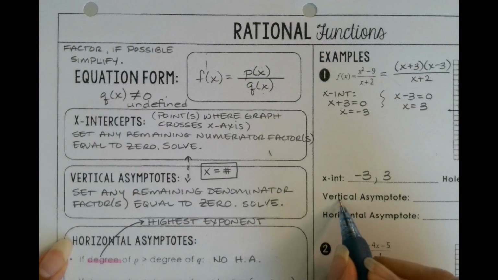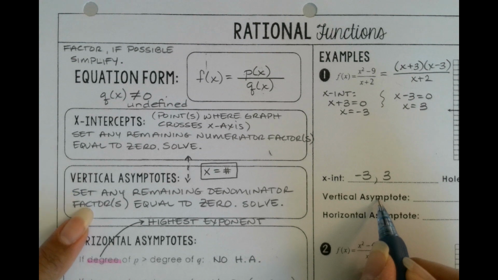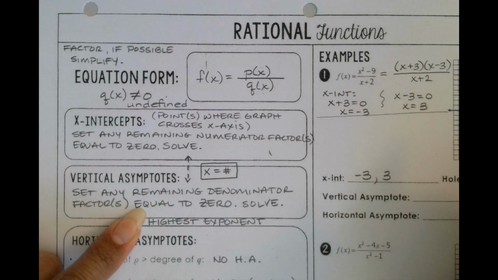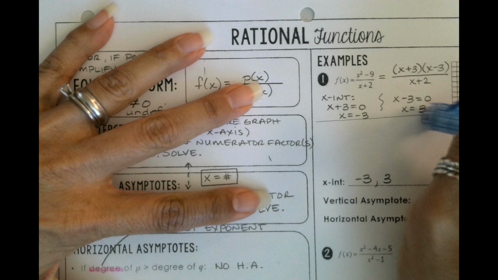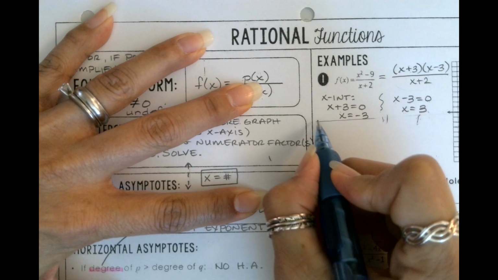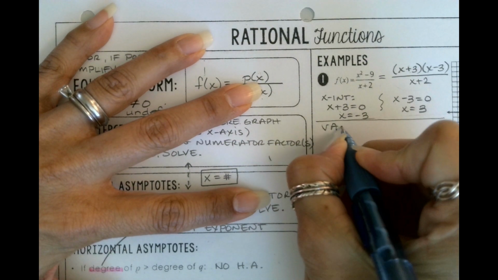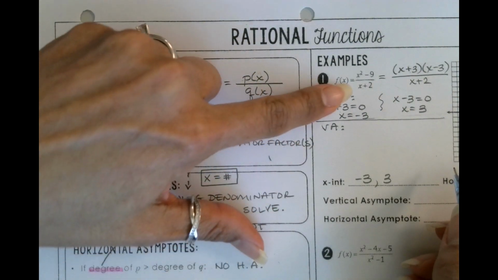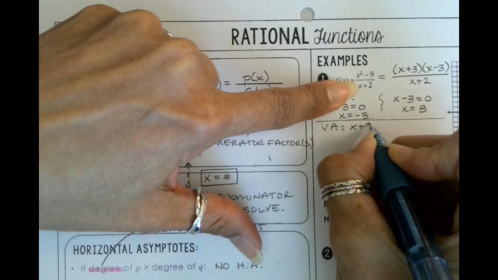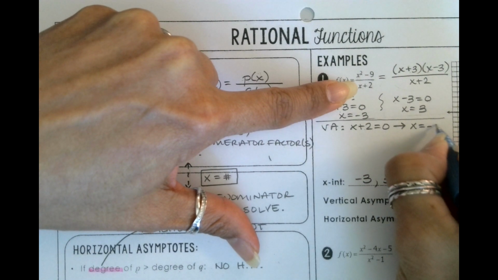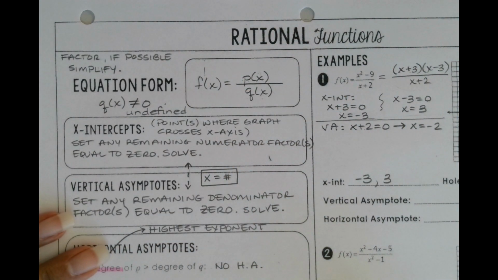Next, let's find the vertical asymptote. Vertical asymptote says to take any of the remaining denominator factors and set it equal to 0. Wow, that was a really poorly drawn line. Let's try that again. And there we go. Let's start with vertical asymptotes. Vertical asymptote says to take your remaining denominator, set it equal to 0. I'm going to solve by subtracting 2 on both sides, and I get x to be -2. So set equal to 0, solve.